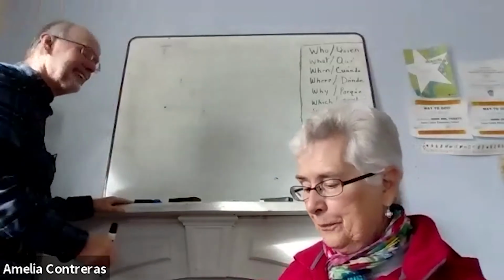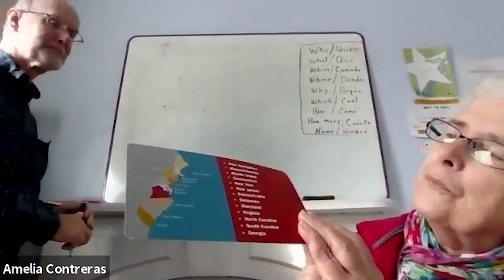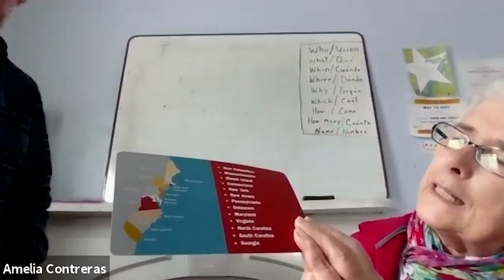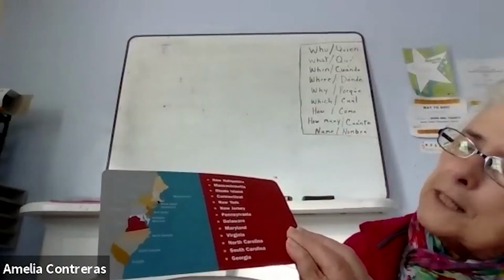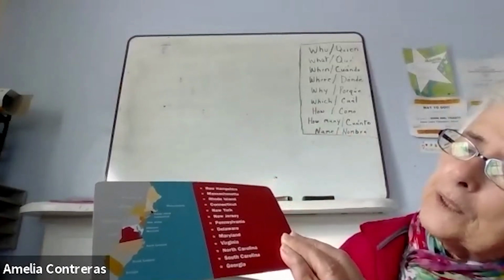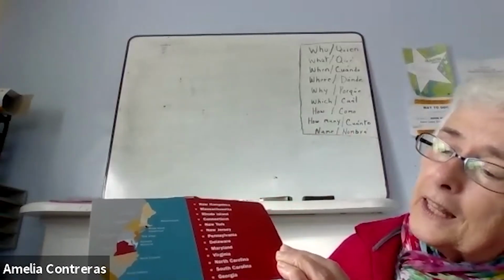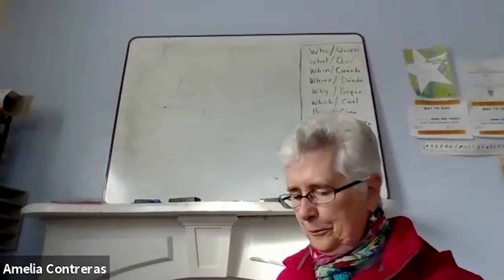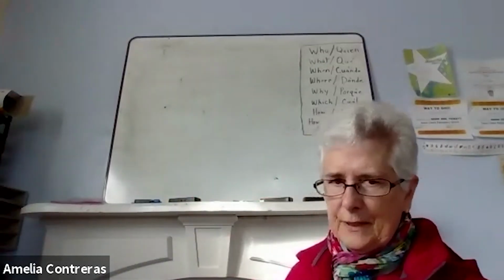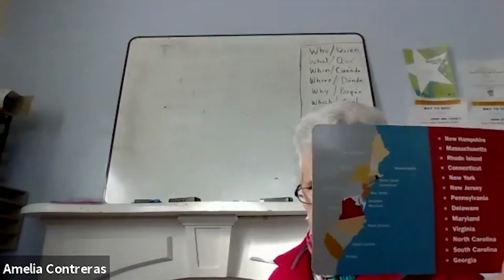Okay, we have here New Hampshire, Massachusetts, Rhode Island, Connecticut, New York, New Jersey, Pennsylvania, Delaware, Maryland, Virginia, North Carolina, South Carolina, and Georgia. So you can see on this map how they're all on the eastern side of the United States.